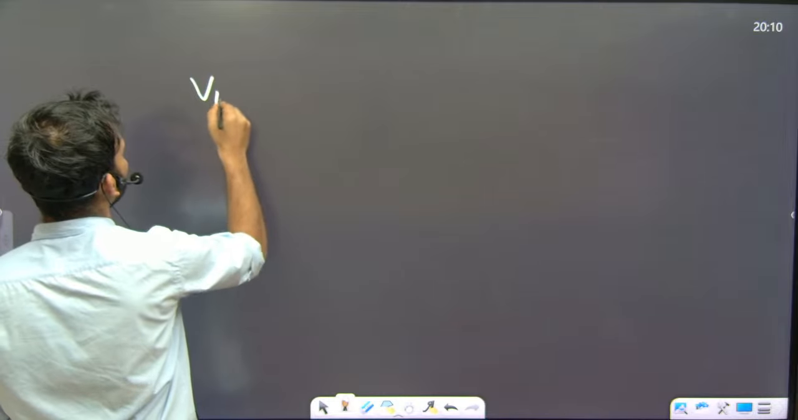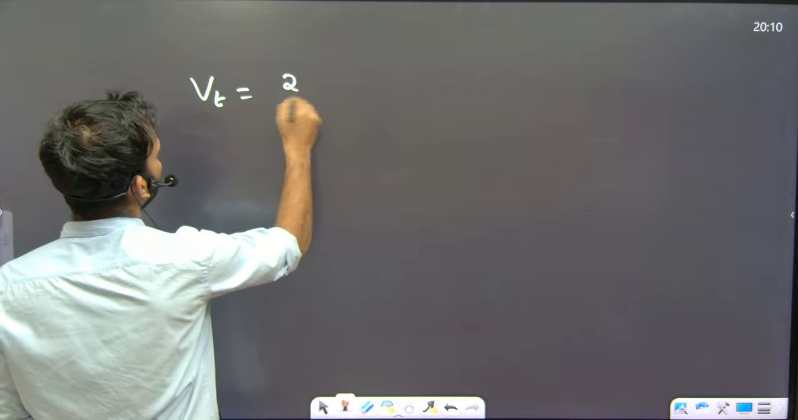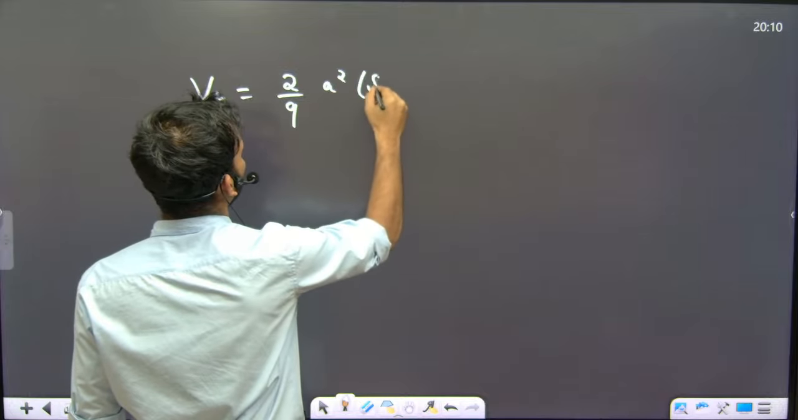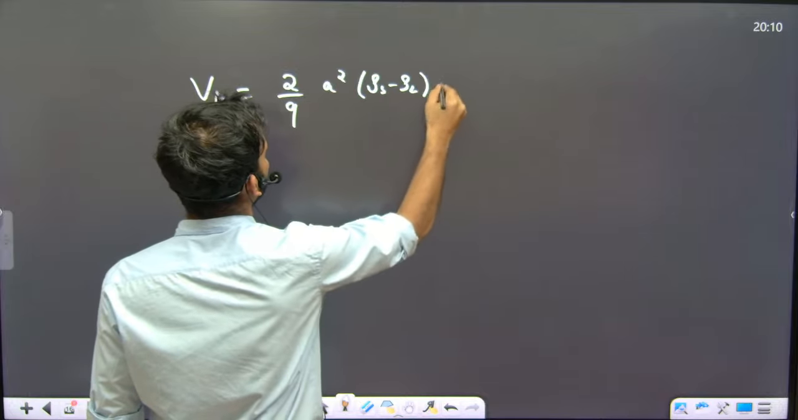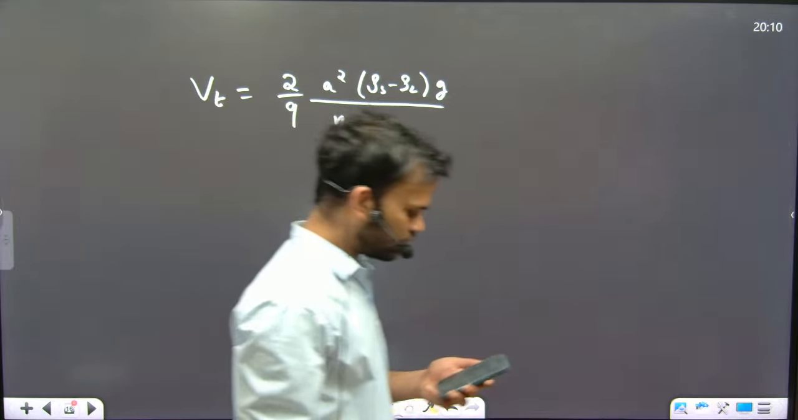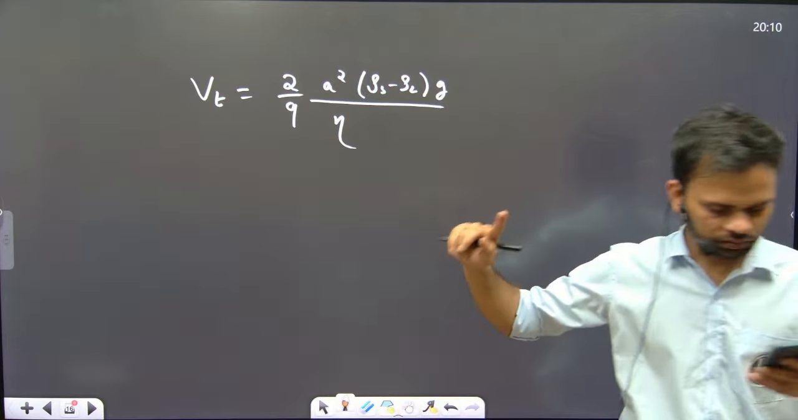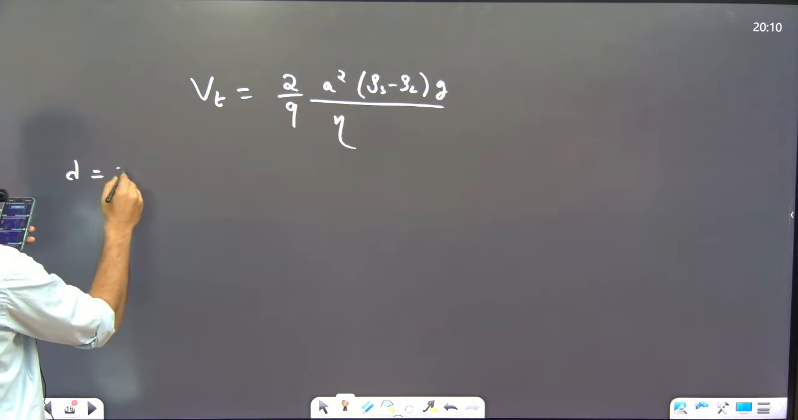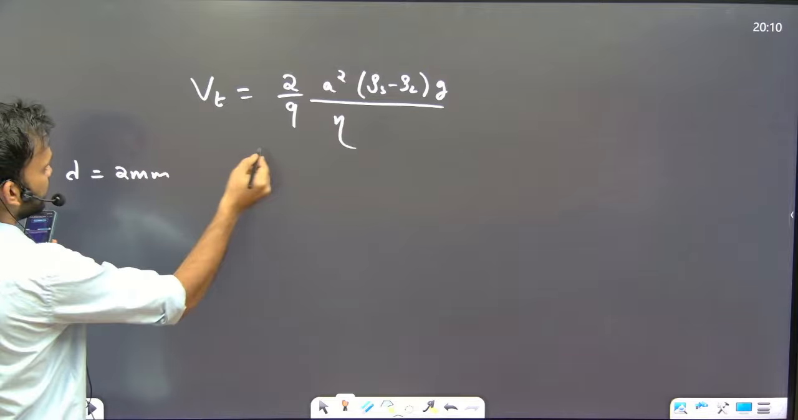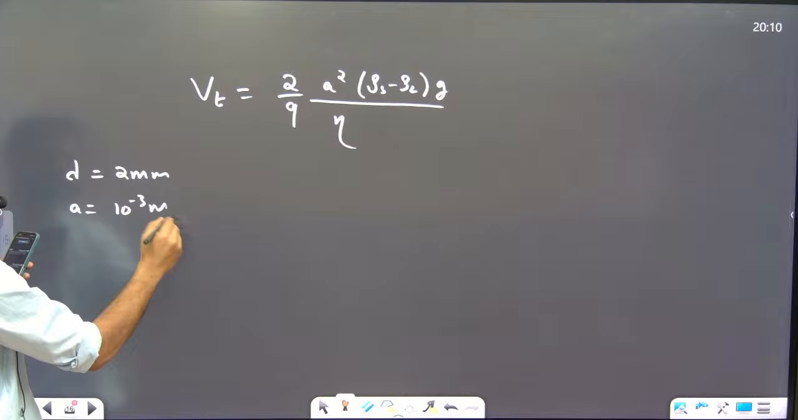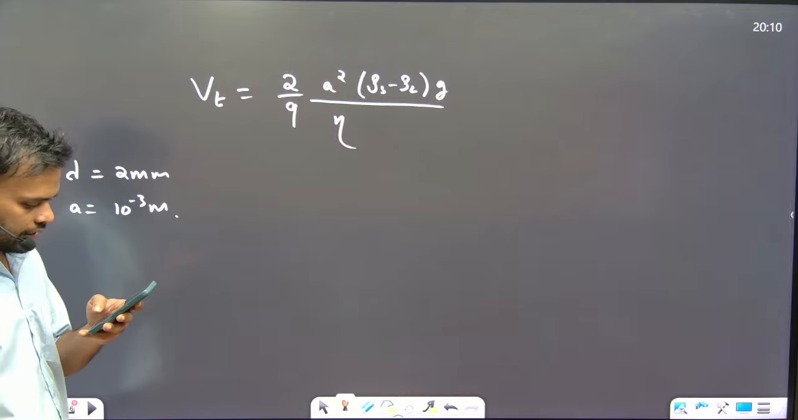So Vt is equal to, terminal velocity formula is what? 2 by 9 a square into rho s minus rho l into g divided by eta. Right? That's the formula for terminal velocity. So all the data is given to you. The diameter is given as 2 mm. Means what is radius? A will be 1 mm. 1 mm means 10 power minus 3 meters. Right? Next, what is given to you?